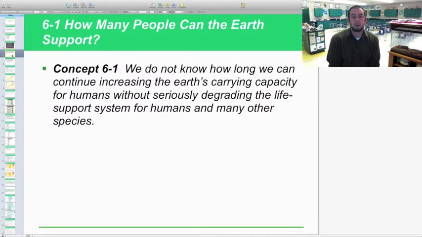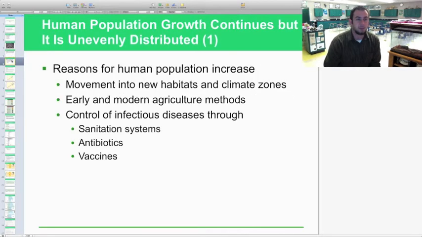So 6.1, how many people can the Earth actually support? That's what we're going to take a look at. We looked at this through carrying capacity, and when you did your ecological footprint, but we're going to reflect back upon that today.